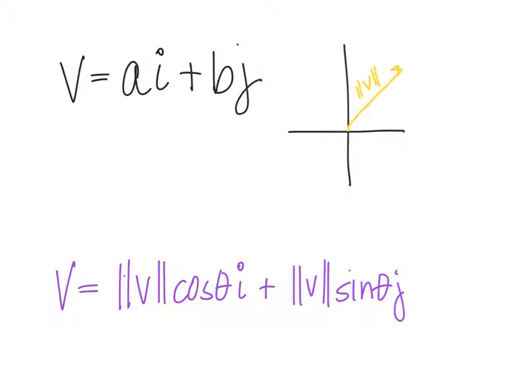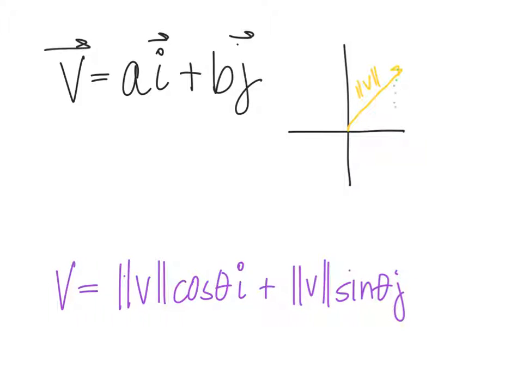Hey guys, I'm going to review really quick back to the vector basics, and then we're going to do work. So remember that in linear combo or component form, vector V is ai plus bj, where i is the horizontal unit vector and j is the vertical unit vector. So here we have vector V in yellow. Magnitude V is the length of vector V.